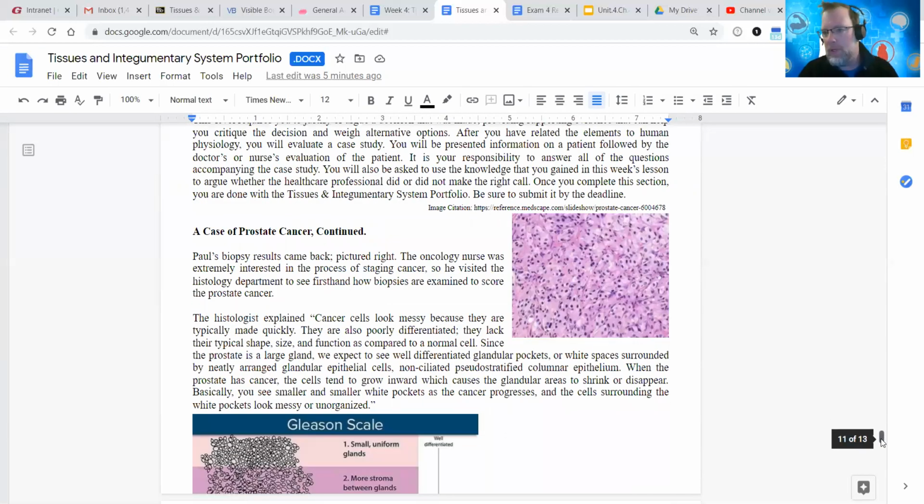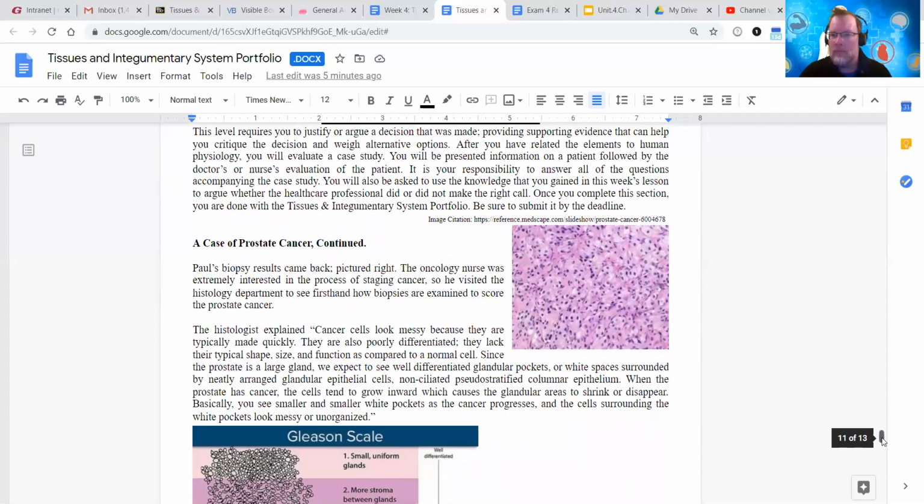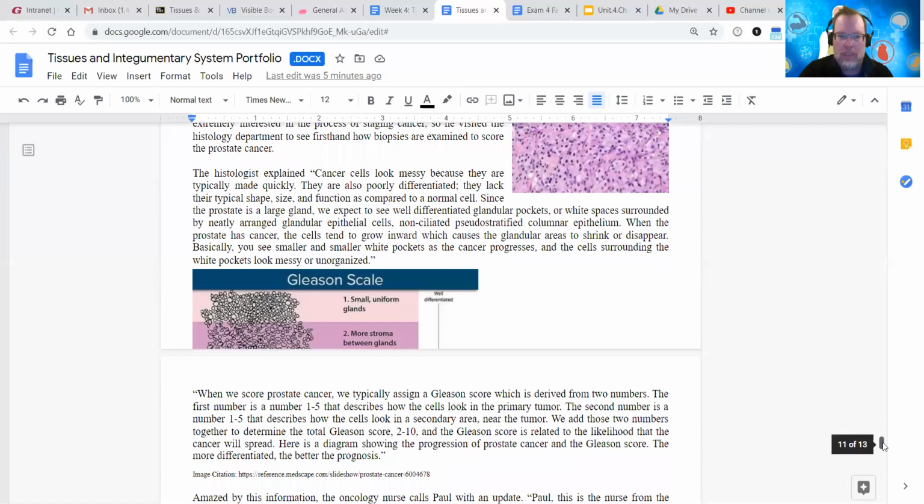And then we've got our patient back. Paul was our prostate patient from last week. We've got some tissue slides now for you to look at regarding what we might see. We've got the Gleason scale, small uniform glands, and then we've got more stroma and space between glands and cells. So take a peek at that.